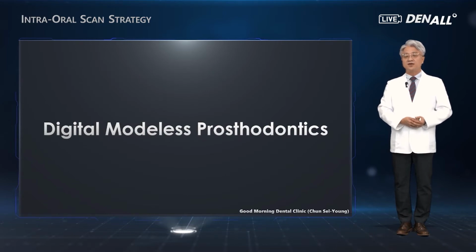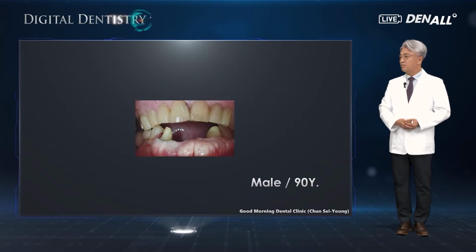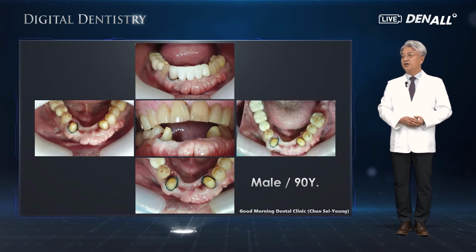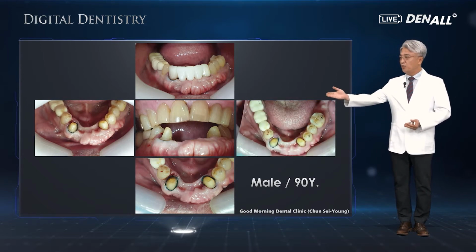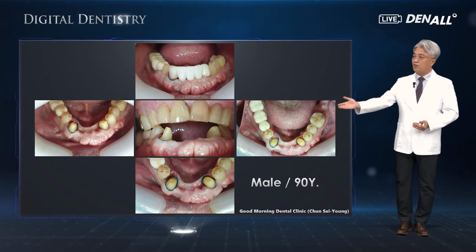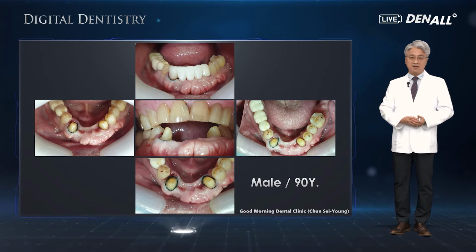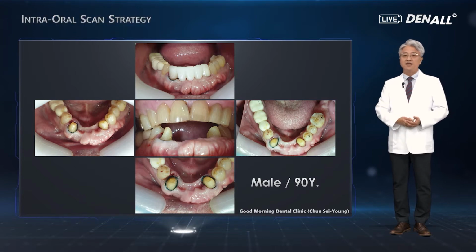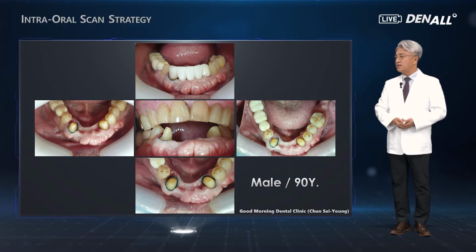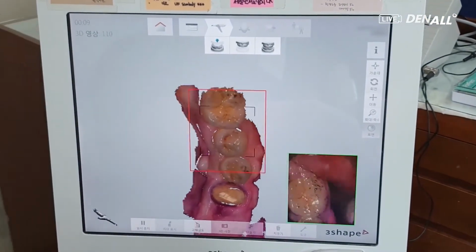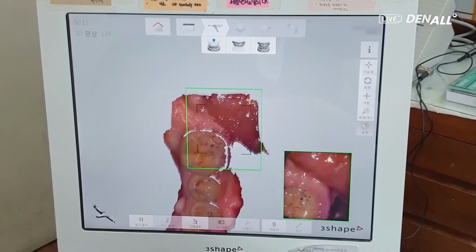First, the digital model in prosthodontics. Let me show you my patient, a 90-year-old male patient. The patient came here to have a bridge at the anterior maxilla. As you can see, I did the preparation. After gingival cord packing, preparation for scanning was done. So this is the picture showing that situation. Actually, the intraoral scanner is working to scan the patient's oral condition.